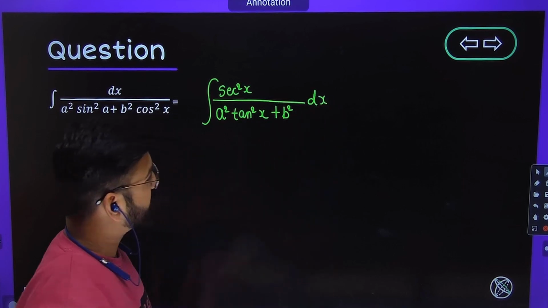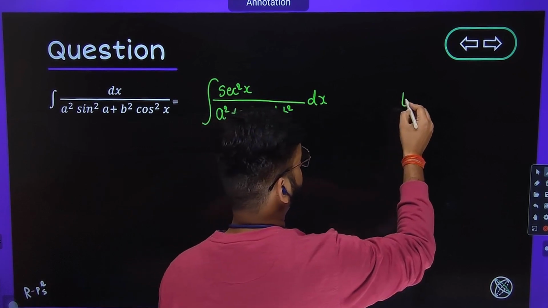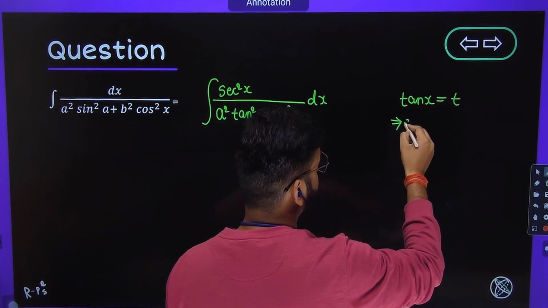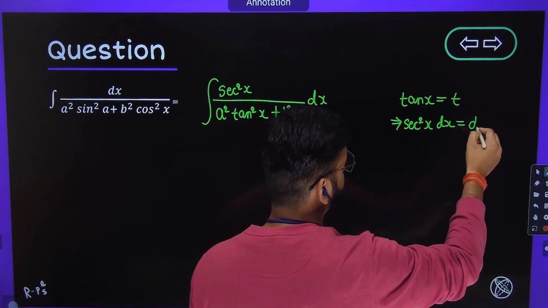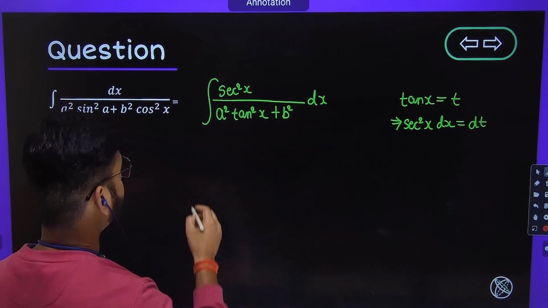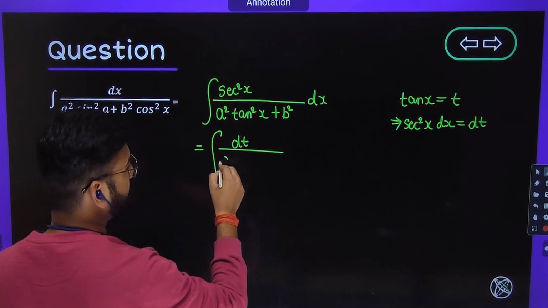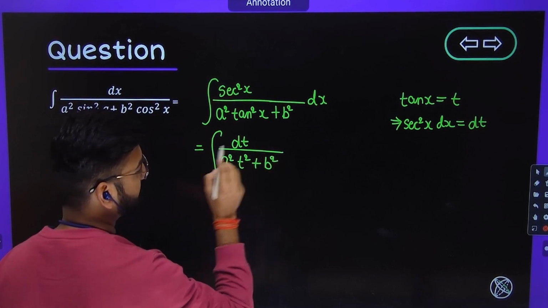Now, next step, what should we do? We should take tan x as t because the derivative is present in the numerator. So take tan x as t. The derivative of tan x will be secant square x dx, which will be equal to dt. So our integral becomes dt by a square t square plus b square.